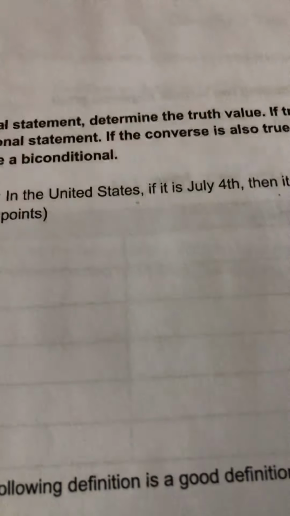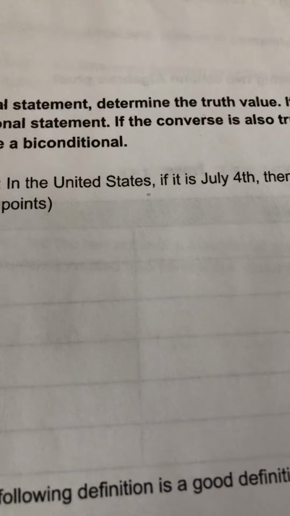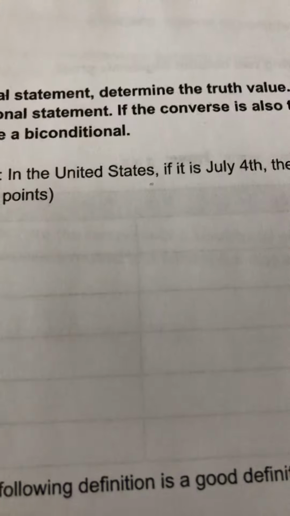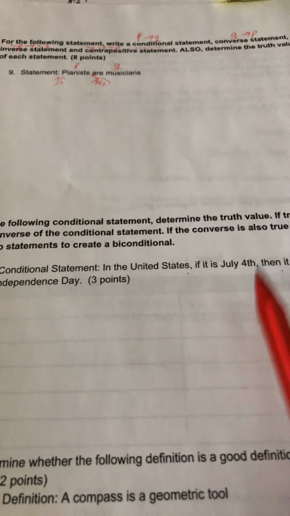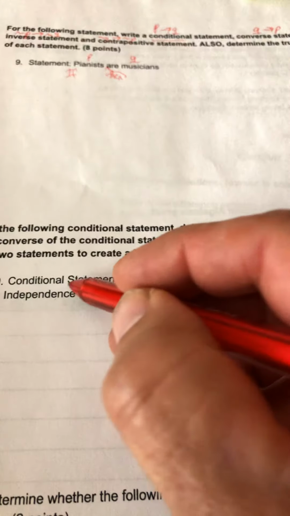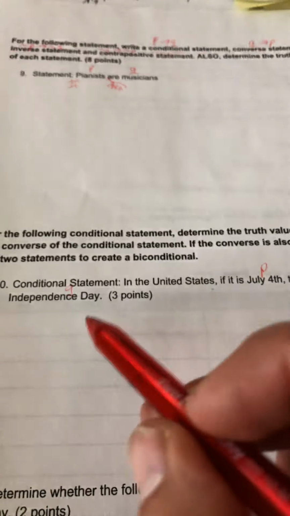For number 10, you have the conditional statement: in the United States, if it is July 4th, then it is Independence Day. You would write, first of all, whether that's true or false. And then you're going to want to write its converse. So in the United States, if it is this, then it is this. Okay, just flip your ifs and thens. So this is your P, this is your Q. So then if it's Q, then it is P. That's my Q. All right.